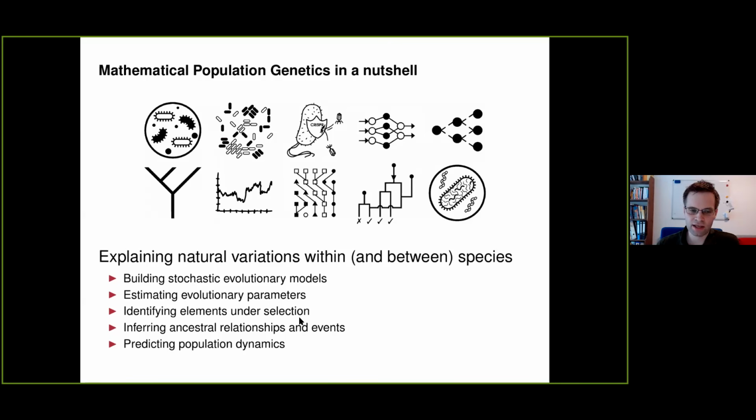We try to identify elements under selection, infer ancestral relationships, and also related is predicting population dynamics, maybe spread of disease. Some of my colleagues are working on that, but I haven't been working with COVID so far.